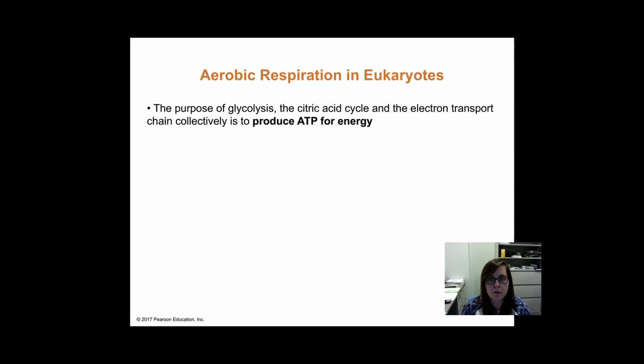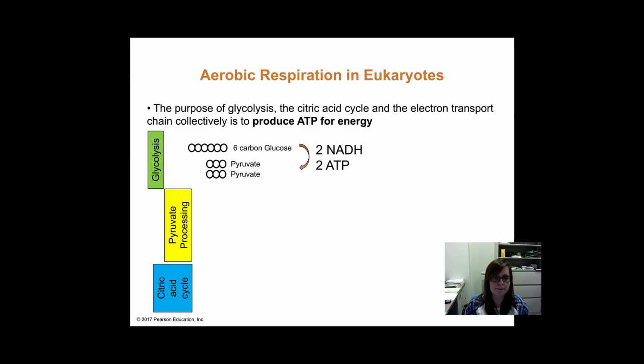So in this first video, we're going to be talking about pyruvate processing. The purpose of glycolysis, the citric acid cycle, and the electron transport chain is to produce ATP, and we're going to look at part of that pathway today. We've already talked about glycolysis, in which we took 6-carbon glucose and converted it into 2 molecules of pyruvate. Each molecule of pyruvate has 3 carbons. And in this process of turning glucose into pyruvate, we generated 2 NADHs and 2 ATPs.